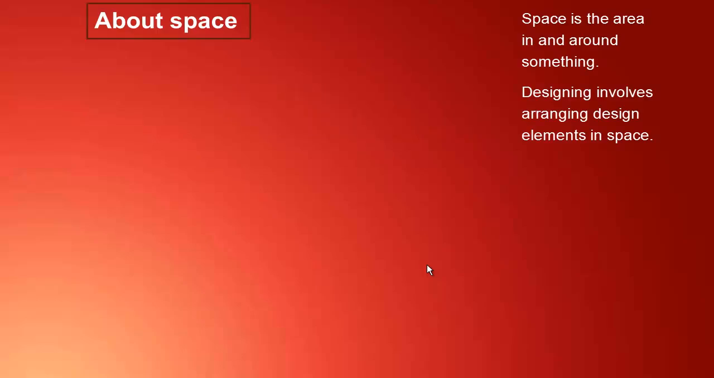Space. Space is the area in and around something. Designing involves arranging design elements in space.